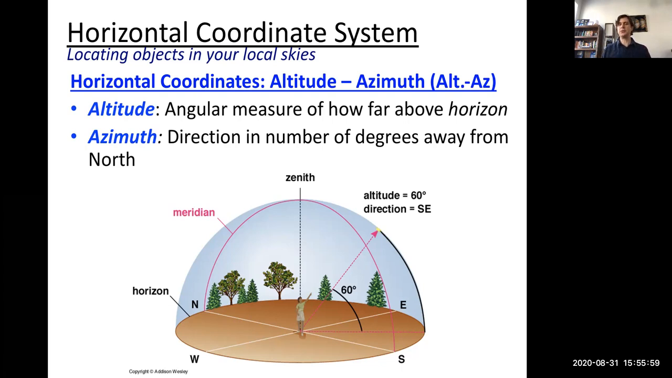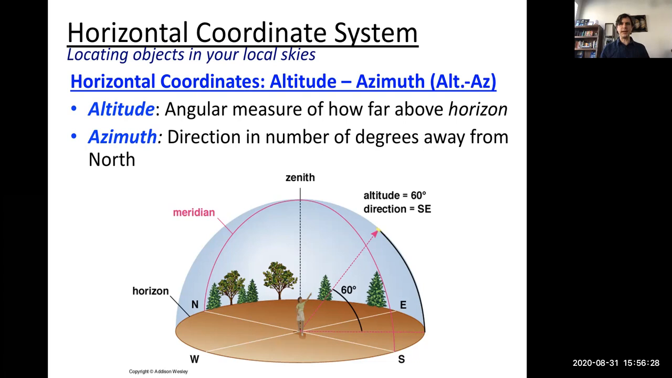Altitude is also measured in degrees. We define looking straight ahead towards your horizon as 0 altitude. You're not pointing up at all, you're just pointing straight out. And then you can point straight up, 90 degrees, to your zenith. So your zenith has an altitude of 90 degrees. Your horizon has an altitude of 0 degrees. And you can point from 0 to straight up. So altitude only goes from 0 to 90 degrees.